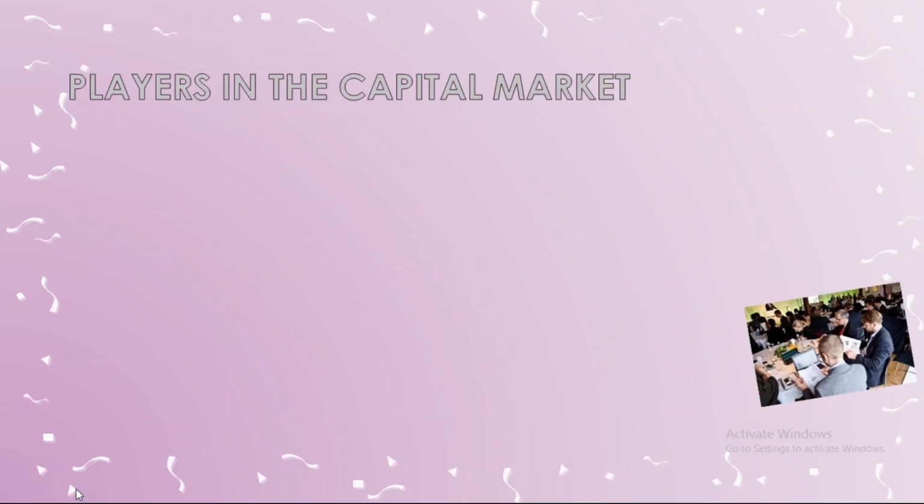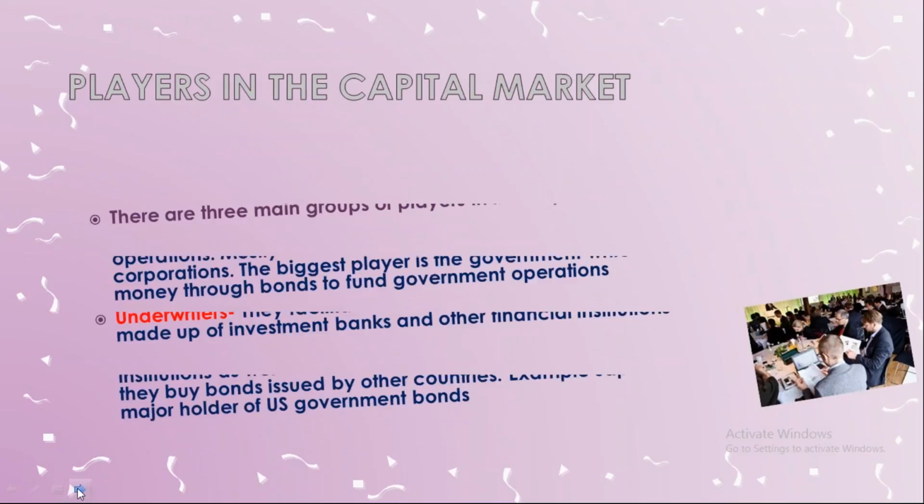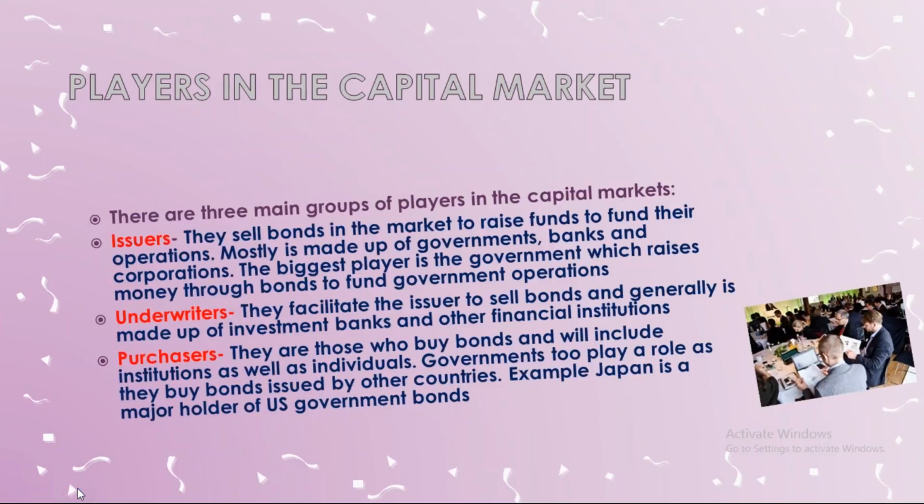Who are the players in the capital market? Capital market means the stock exchange. So there are three main players. One we call the issuers. The companies are the people who come to the share market, come to the bonds market and issue shares or issue bonds. So they are called the issuers. Government also come to the market and issue treasury bills, and they are also a kind of issuers.